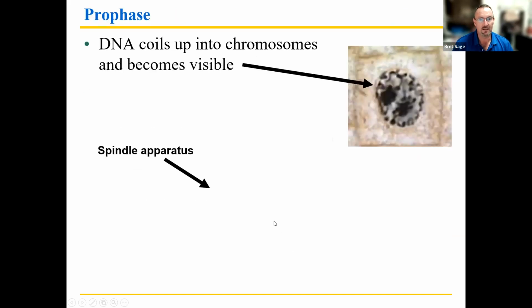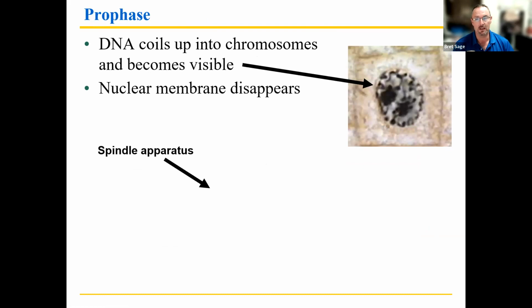All right, prophase. So if you remember purple spaghetti, right now we have black spaghetti. It depends on how it's stained. So here we can now see that the DNA has coiled up into these supercoils. And when you stain it, you can see it under a microscope. The nuclear membrane starts to disappear.